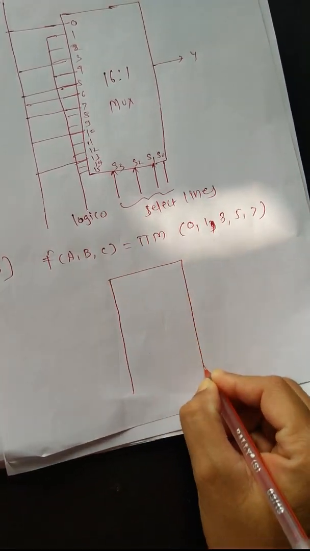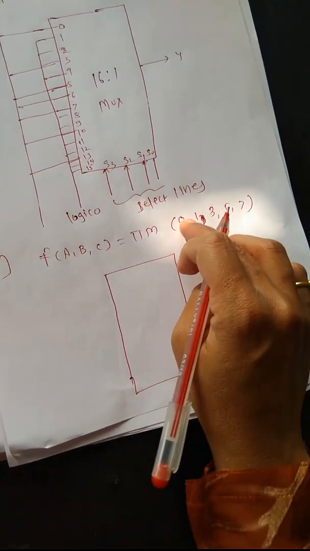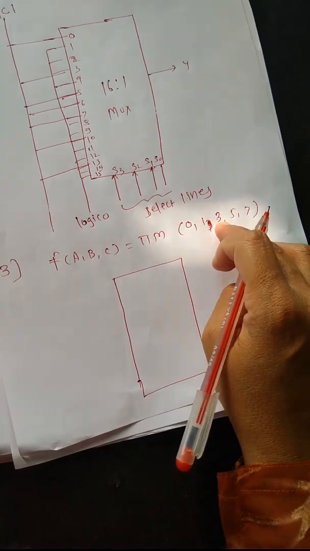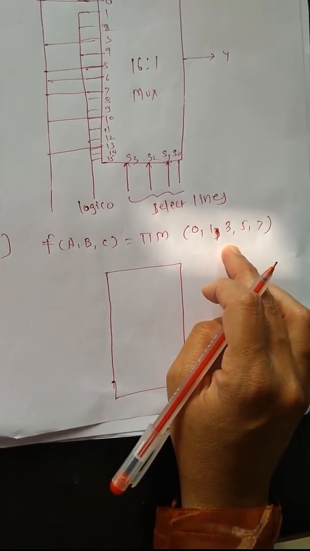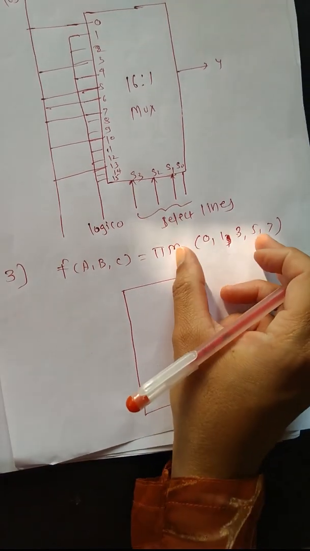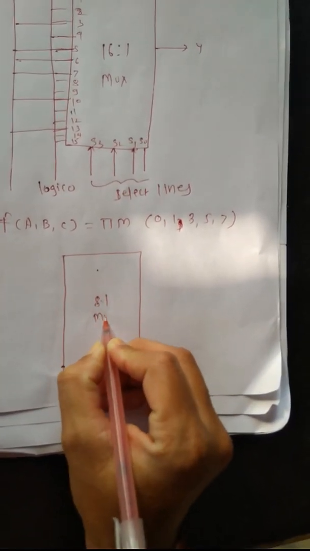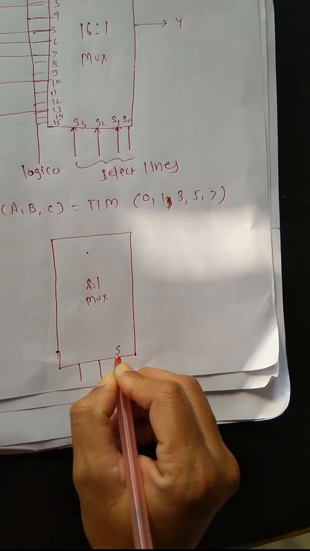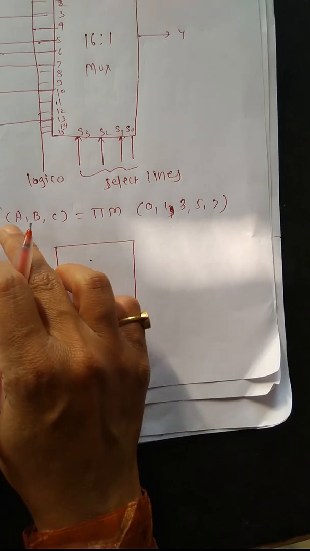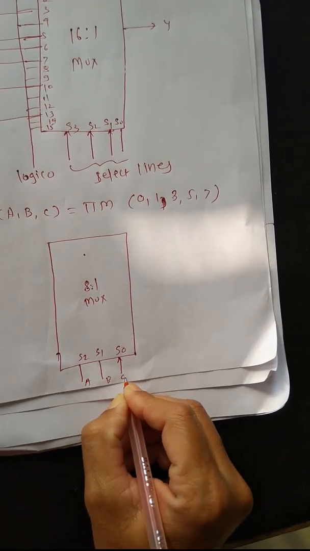In a minterm, the minterm values are connected to logic 1, and here the max terms are connected. Pi m indicates max terms, and max terms are connected to logic 0. The values are from 0 to 7, so we require the 8:1 mux. An 8:1 mux requires 3 select lines S0, S1, S2. This is the function of A, B, C. So here we write the function of A, B, C.